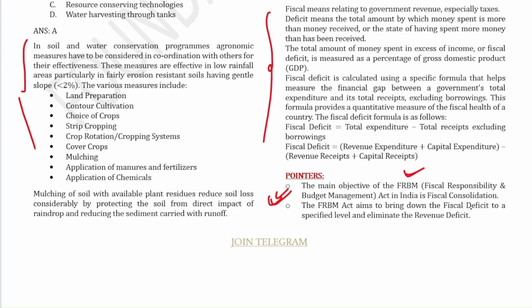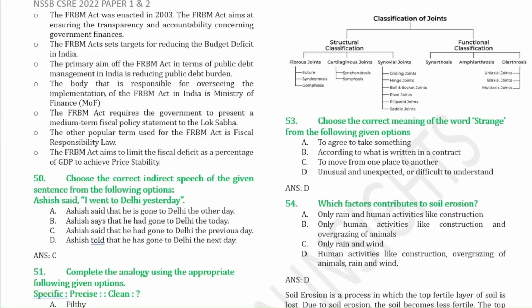The main objective was fiscal consolidation. And then this FRBM Act aimed to bring down the fiscal deficit to a specified level and then to eliminate the revenue deficit. So this was the main objective of this FRBM Act. The full form is Fiscal Responsibility and Budget Management Act of 2003. We can go through the points mentioned here also. And then the ministry that was involved is Ministry of Finance.